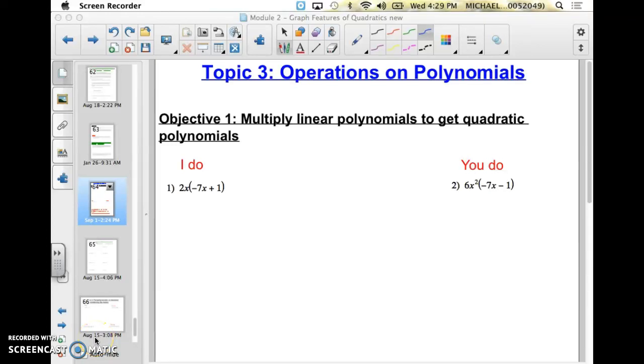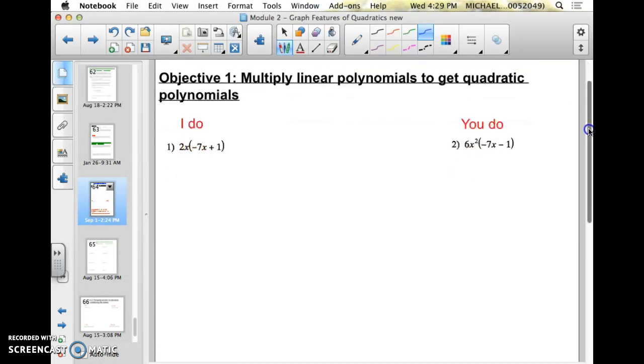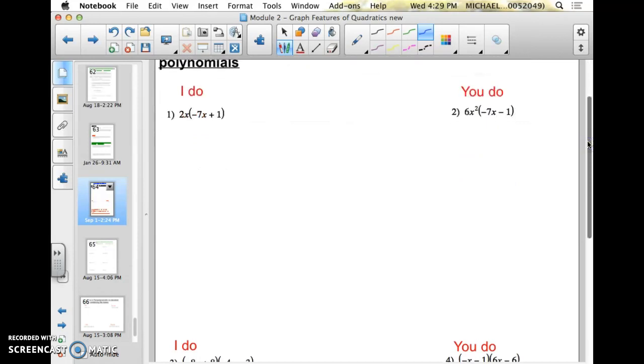Topic 3 is operations on polynomials. This topic is going to have two objectives. The objective 1 that I'm going to cover in this video is going to be multiply linear polynomials to get quadratic polynomials. I'm going to do an example and have you pause the video and try your own.